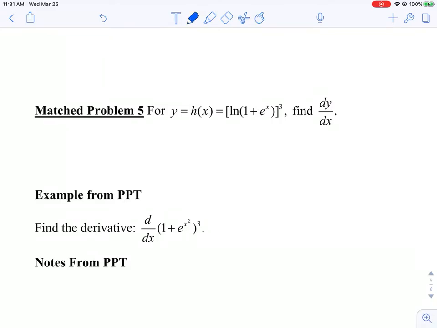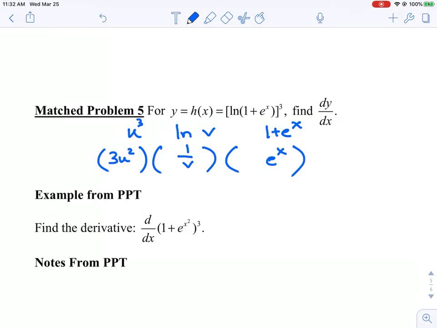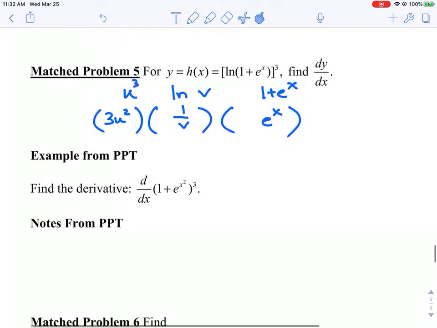Think of this as more than one function. So I'm going to kind of get you started here. Think of this as, we'll say u to the third, and then we have the natural log of v, and then you have our 1 plus e to the x. So that when you take your derivative, it's 3u squared, 1 over v, e to the x. So it would be all of these multiplied together. Now just substitute in what I let everything stand for.